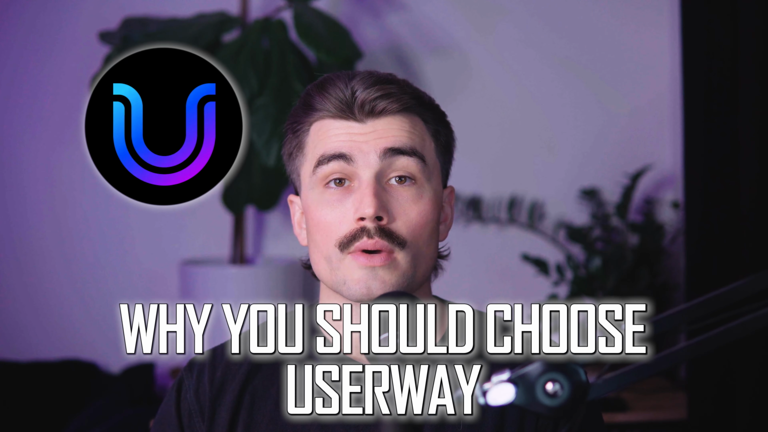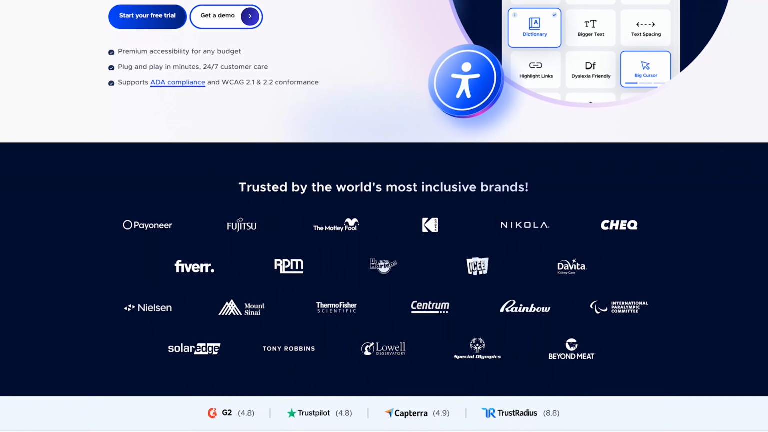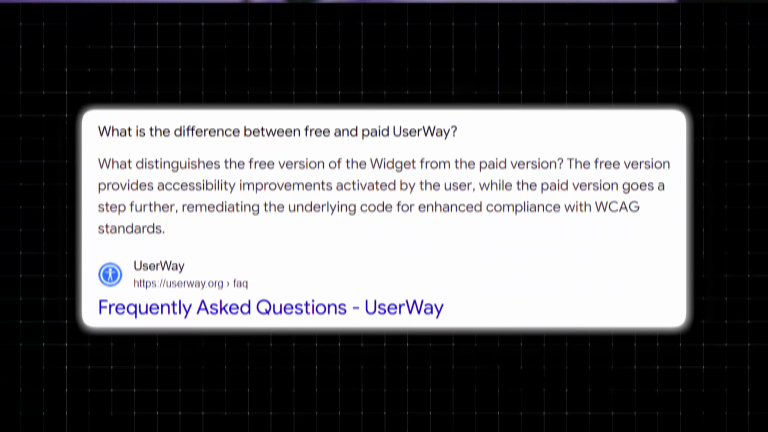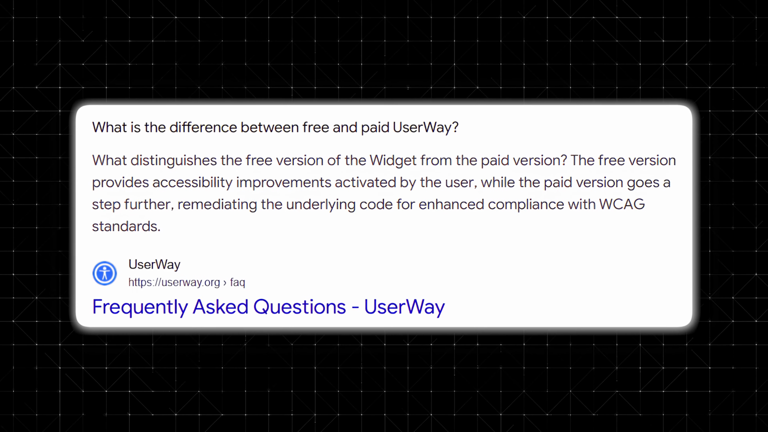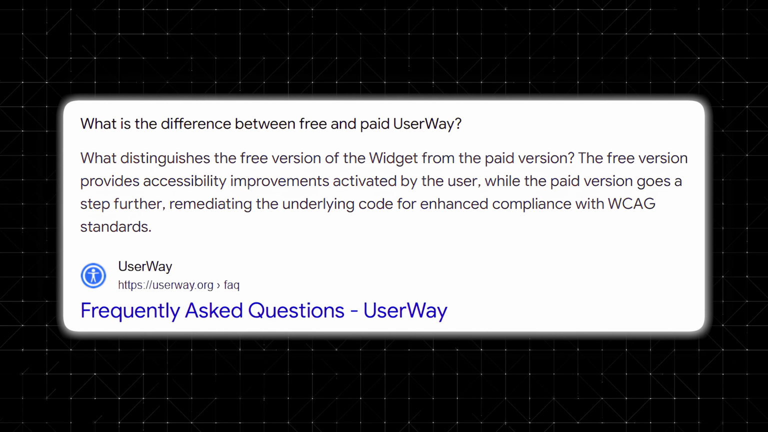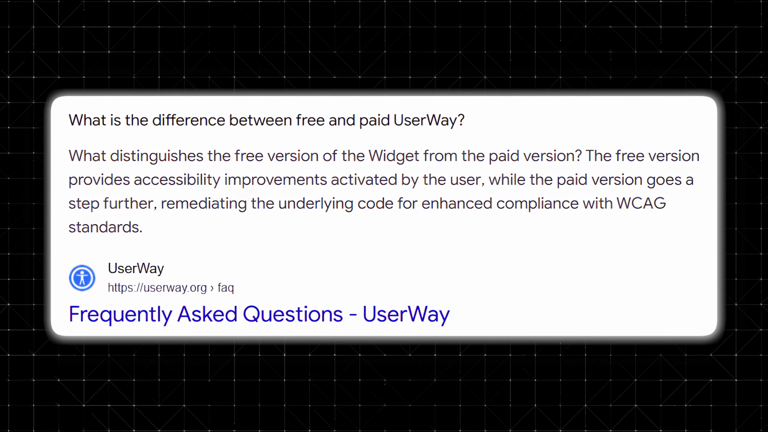Why you should choose UserWay. If you're serious about making your website accessible, UserWay is one of the best tools out there. Not only is it easy to install, but it also provides a ton of customization options to fit the needs of your site. The free version of the widget already offers a lot of accessibility improvements, but if you're looking for more advanced features, upgrading to the AI-powered UserWay Pro widget can take your site to the next level.